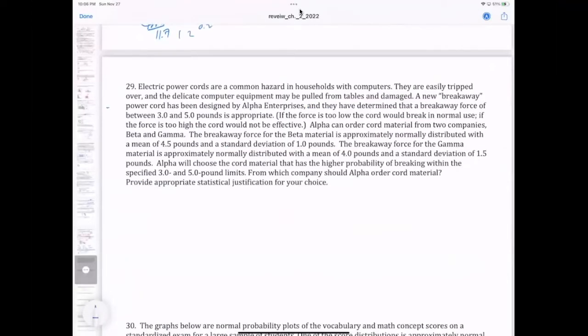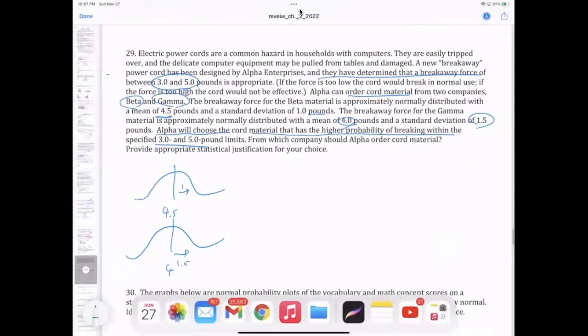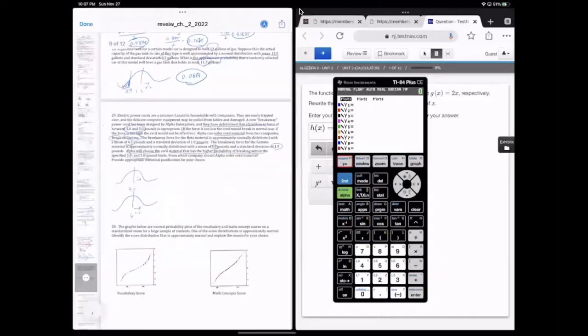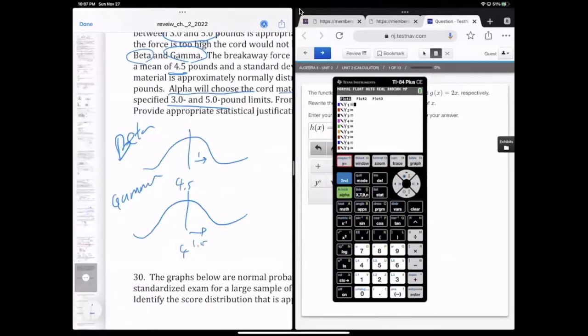Okay, so 29 is a handful. It seems like they have determined the breakaway forces are between 3 to 5 pounds. Alpha can record from 2 companies, beta and gamma. Beta is normally distributed with a mean of 4.5 and a standard deviation of 1. Gamma has a mean of 4 and a standard deviation of 1.5. Alpha will choose the core material that has a higher probability of breaking within the specified 3 to 5 pound limit. So you want to figure out between beta and gamma the 2 probabilities.